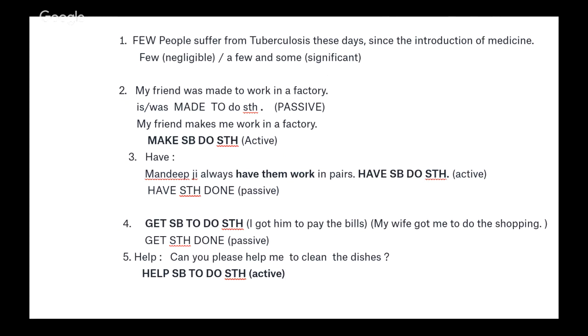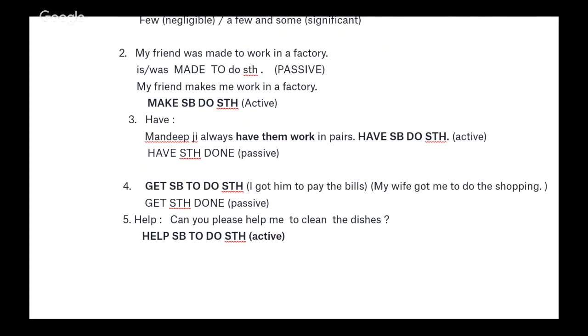Scientists have citizens apply, not to apply. Is it clear? Scientists have citizens apply. How about this? Get. I got him to pay the bills. I got him to take the picture. My wife got me to take the picture. Last one. Can you help me to clean the dishes?